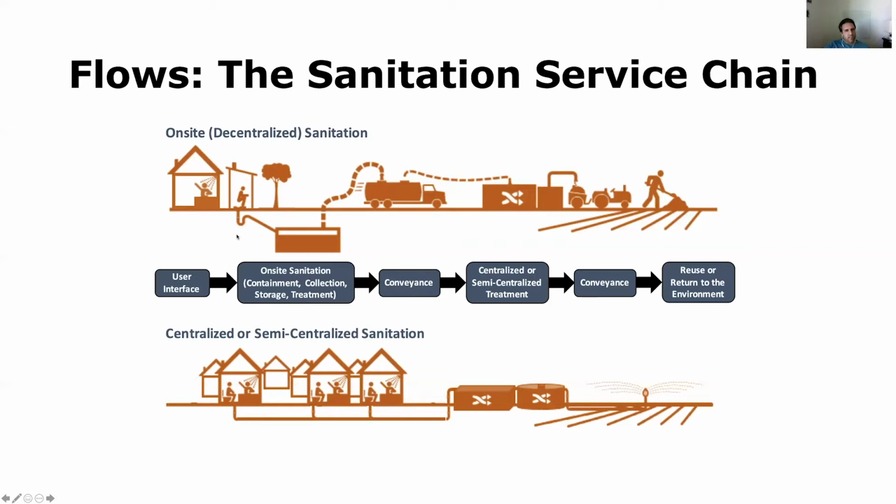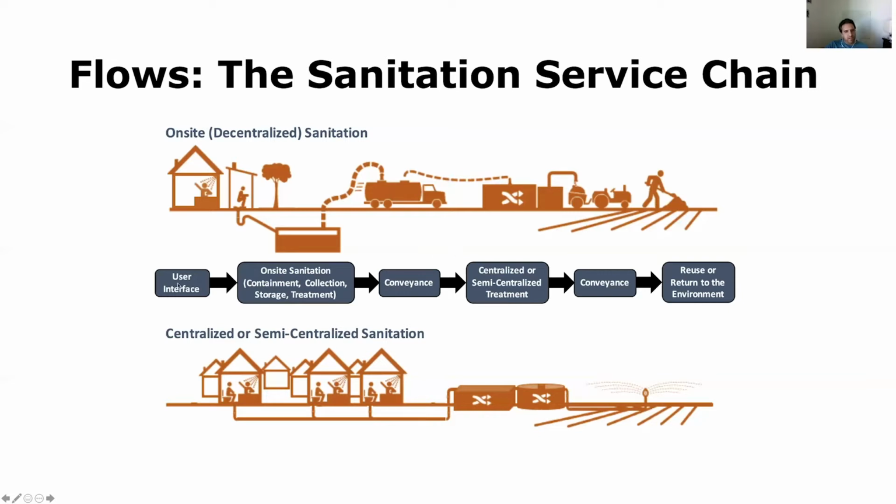In a decentralized sanitation system, you might have treatment and storage on site, whereas in a centralized or semi-centralized sanitation system, the containment and collection is done using a series of pipes, typically, which direct the wastewater to a centralized treatment plant. In the on-site system, there is still often centralized treatment, and therefore the conveyance of fecal sludge or septage from the on-site sanitation system might happen using a vehicle as opposed to a pipe system.